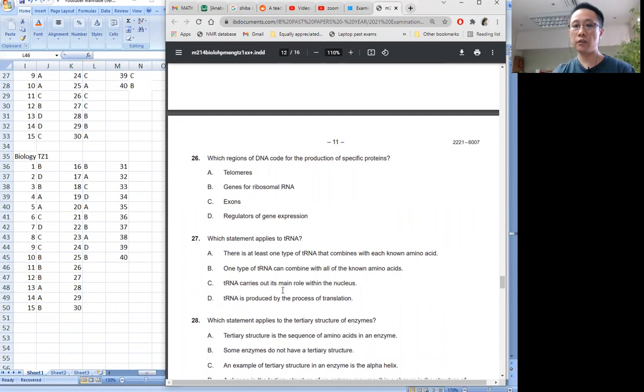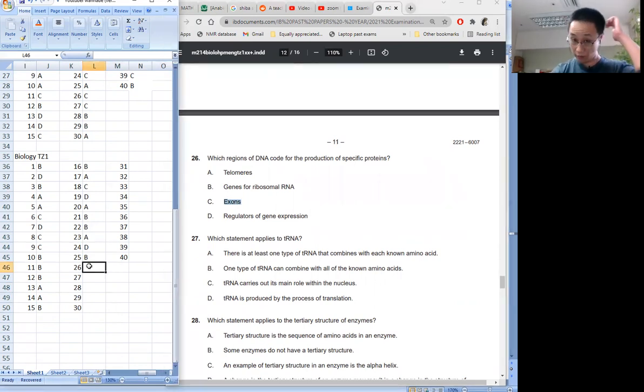26, what regions of DNA code for the production of a specific protein? Just genes, but of course they try to make things tricky, but then it should be the exons because exons are the non-junk sections because the introns are the ones that are cut out. Exons are pieced back together to correspond to the mature mRNA, which is the genetic material for, well, I guess, which region of DNA.